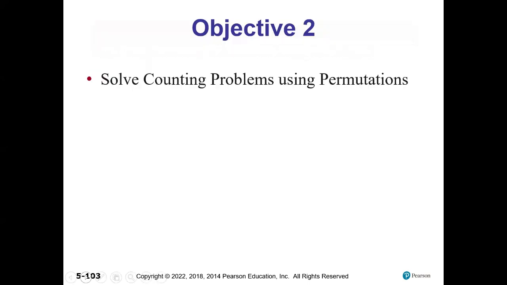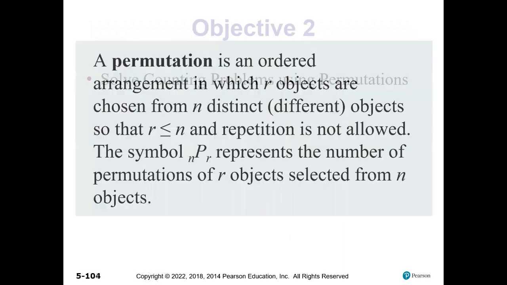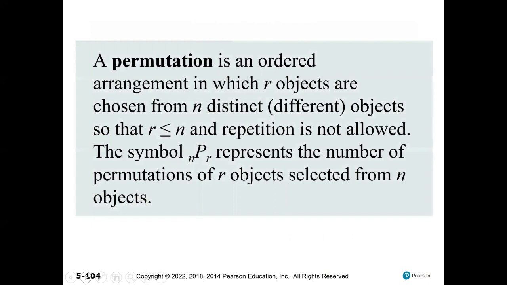We are next going to talk about what is called a permutation. A permutation is an ordered arrangement, that's key, in which R objects are chosen from N distinct or different objects so that R is less than or equal to N, and repetition is not allowed. The symbol nPr represents the number of permutations of R objects selected from N total objects.